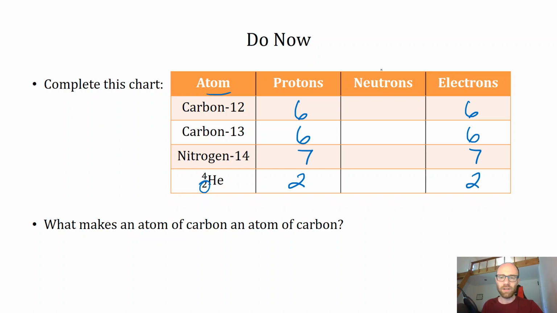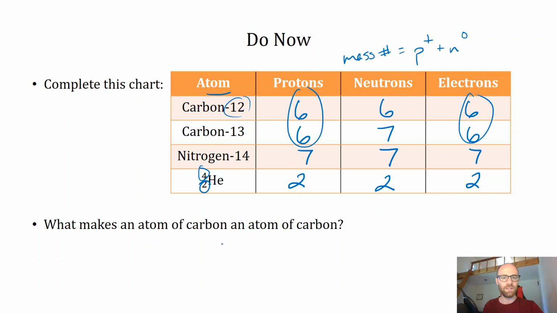And then to figure out the number of neutrons, remember that this number here and this number in the top left corner of your symbol both mean the same thing. That's the mass number, which is equal to protons plus neutrons. So if this is a mass of 12 and there's 6 protons, there have to be 6 neutrons, 7 neutrons, 7 neutrons, and 2 protons. So looking at the data, I see two things that are the same between the two carbons, and I think by definition, the number of protons being 6 is what makes carbon carbon. And that's good to remember as we move on through this unit.